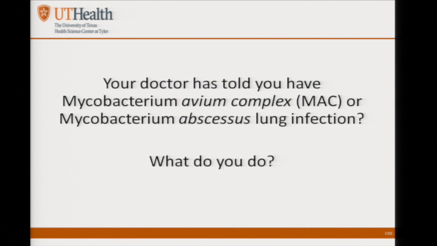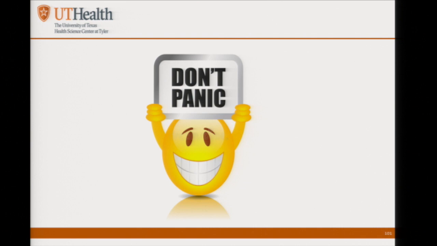So I'm going to try to touch on Mycobacterium avium complex, which Dr. O'Donnell has already mentioned, and then Mycobacterium abscessus lung infection, because these are complicated diseases, and the question is, what do you do when your doctor says, we found MAC in your lungs, or we found M. abscessus in your lungs? And the first thing that's very encouraging about both of these diseases is that you don't have to panic. You really have some time to think about, should you be treated, what you should be treated with, and by whom you should be treated. And so I think that this is a very interesting topic for us to discuss today.